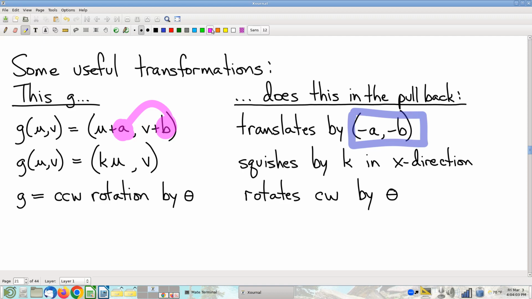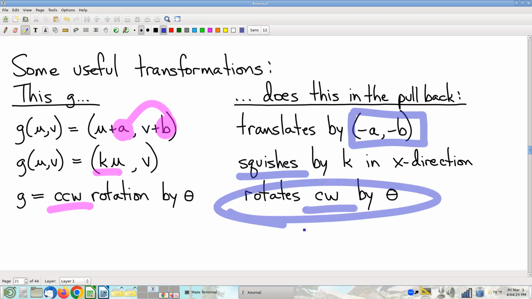If your change of variables function stretches in one direction, the pullback will squish in that same direction by the same factor. And if your change of variables function is a counterclockwise rotation, then what's effectively going to happen to your domain is a clockwise rotation. And this is the one that I'm going to show you an example of on the next page. Here it is.